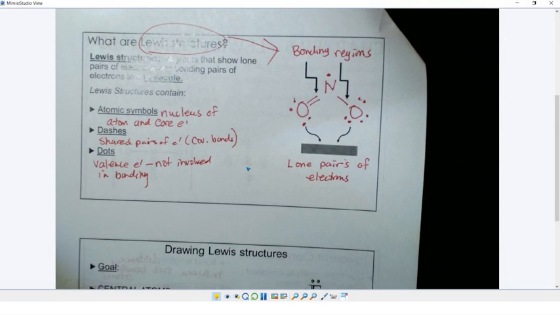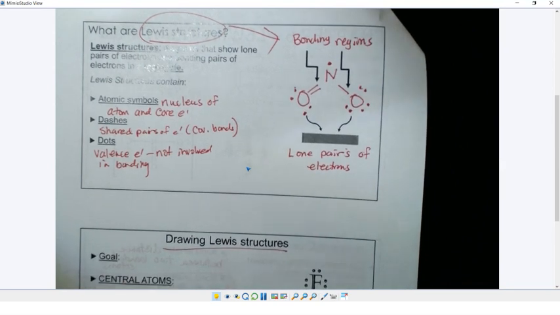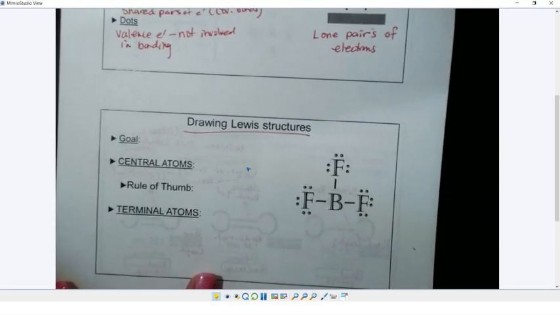And this diagram is going to help us figure out the true geometrical shape of the molecule. But we have to have a starting point, and this is where we start. So we're going to draw Lewis structures. We're going to draw these correct structures, but there's a few things you need to know.